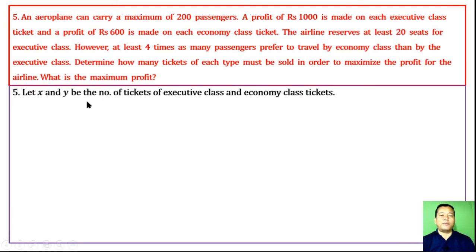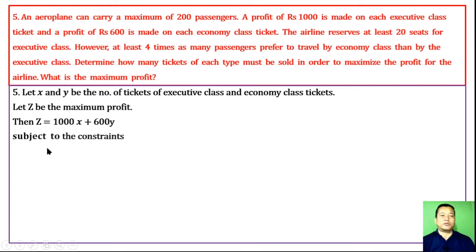Let X and Y be the number of tickets of executive class and economy class. Let Z be the maximum profit. Then Z is 1000X plus 600Y.